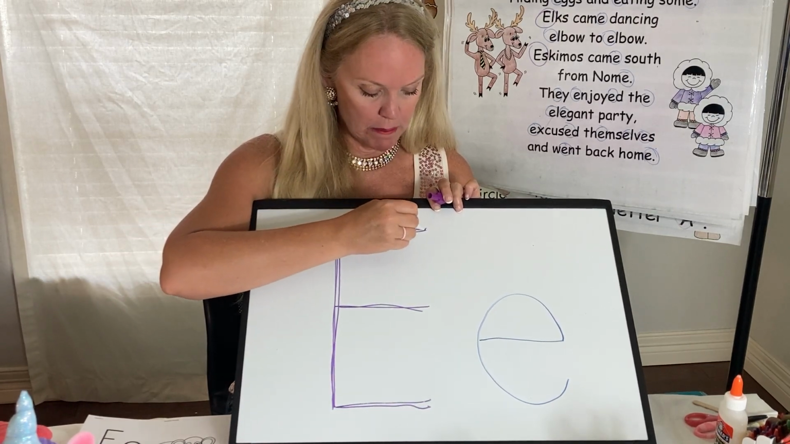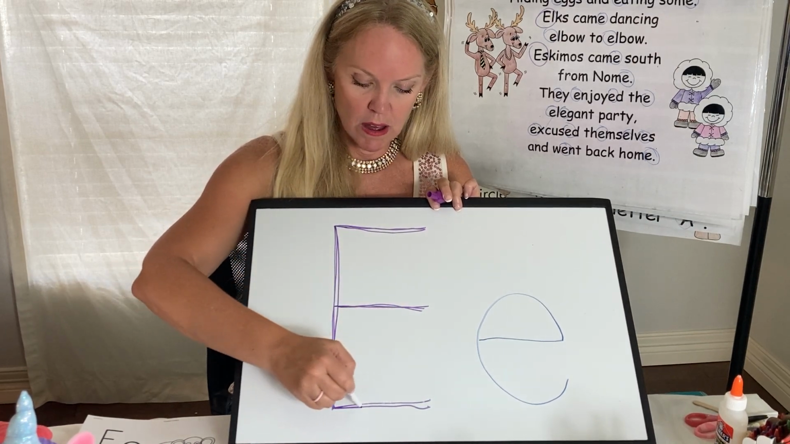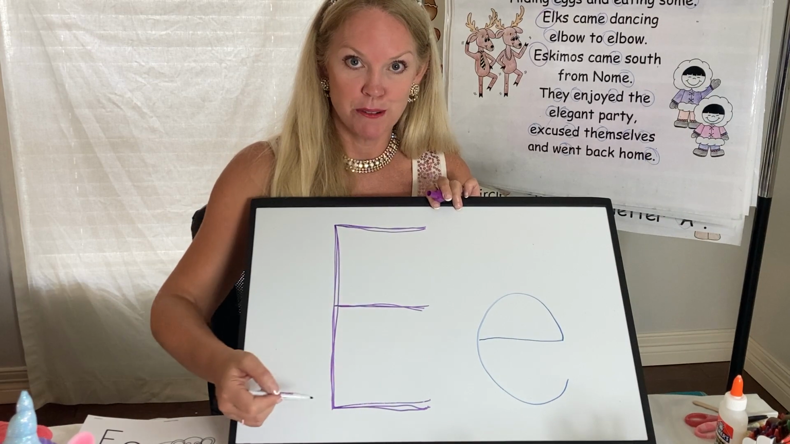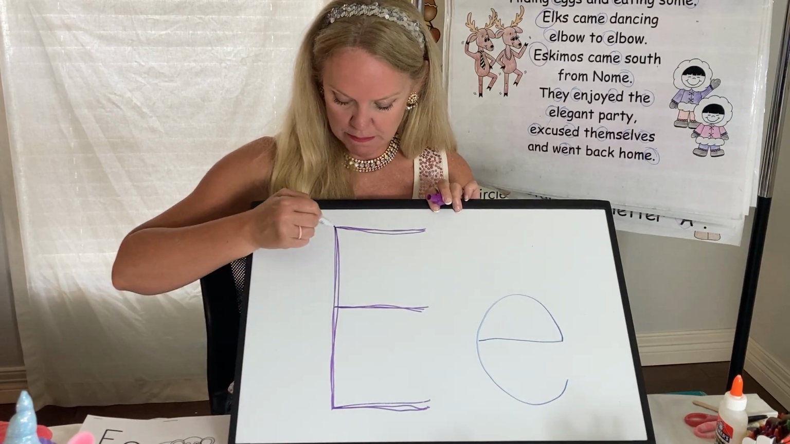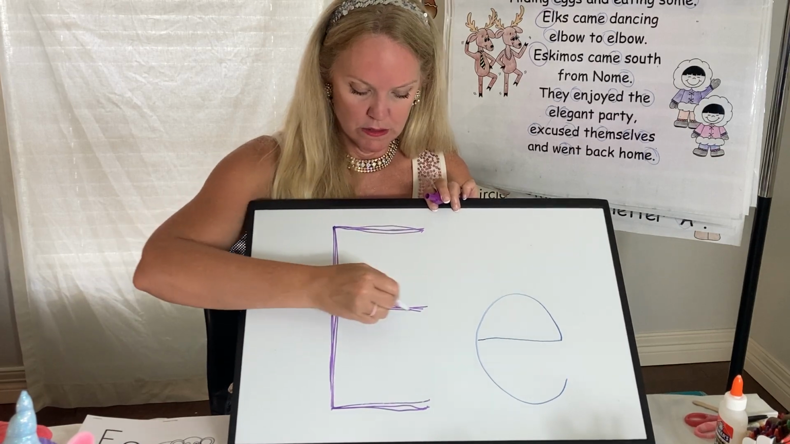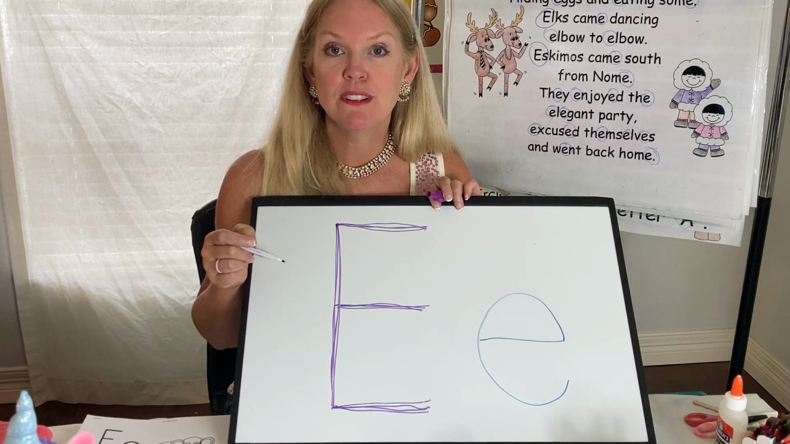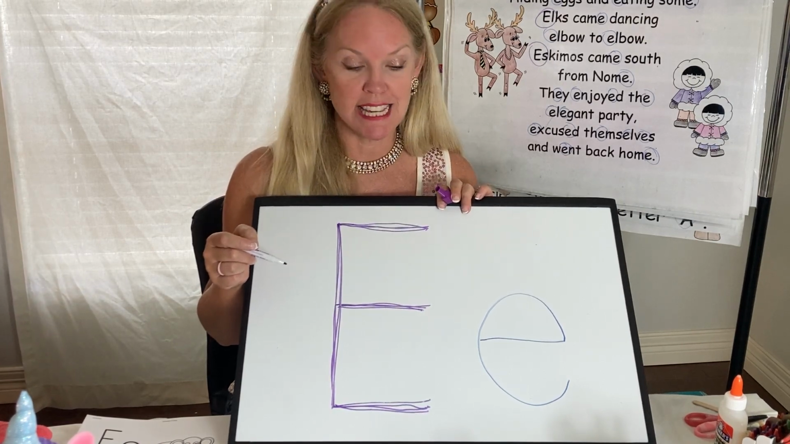Line at the top, line in the middle, line on the ground or the baseline. Let's do it one more time. Down, 1, 2, 3. That is a capital E or an uppercase E.